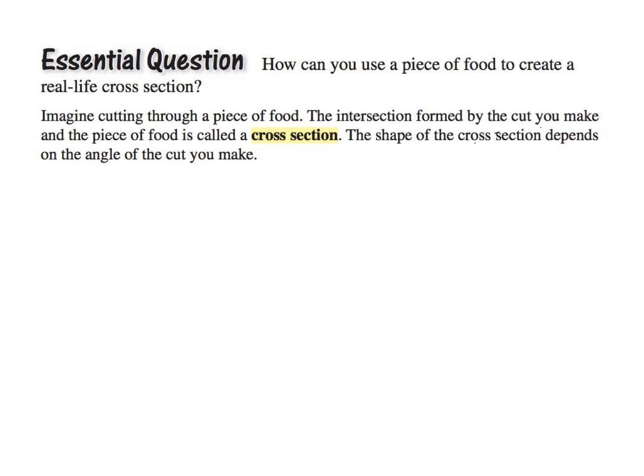It says, how can you use a piece of food to create a real life cross section? So imagine cutting through a piece of food. The intersection formed by the cut you make and the piece of food is called a cross section.